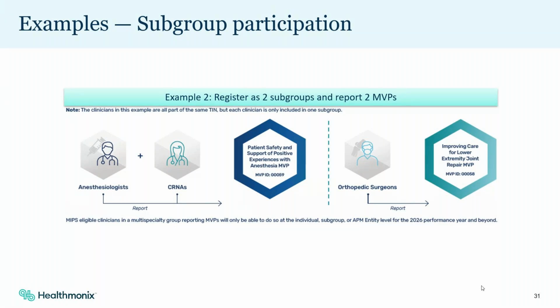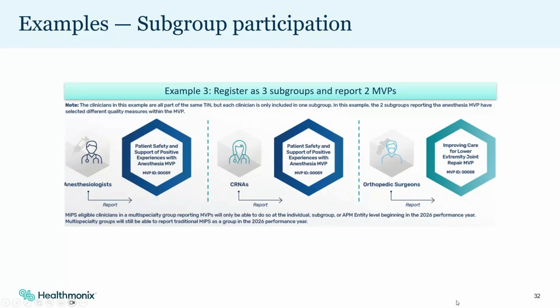And this, as we've noted here and on other screens, is really what CMS is driving towards, so that a multi-specialty group in 2026 and beyond is required to report for subgroups for the different specialties, and really aligning those relevant measures with the relevant provider types.